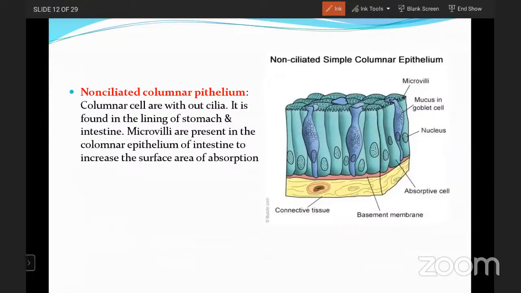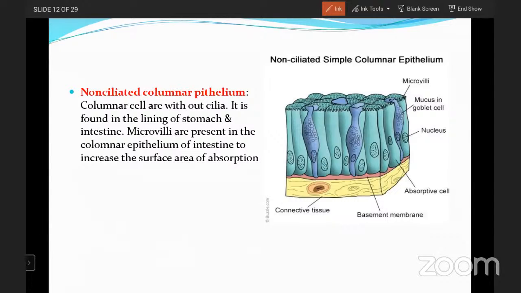Here, non-ciliated columnar epithelium. Here also you are able to see the cell with columnar shape, but cilia are not present. Instead of cilia, you are able to see microvilli here. Columnar cells are without cilia. It is found in the lining of the stomach and intestine. The microvilli are present in the columnar epithelium of the intestine to increase the surface area of absorption.